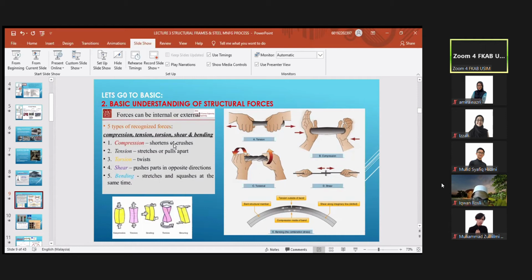But you mentioned here the five forces to recognize. Compression is shortened or crushed. Tension is stretching, you pull apart. Torsion is twisting. Shear is pushing apart in opposite directions, one pulling one side and the other pulling the other side. Bending is stretch and squash at the same time. Stretch both sides and squash at the same time.